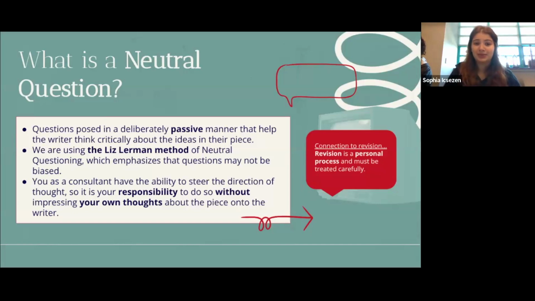In order to successfully use neutral questions, we must remember that as writing consultants, it is our responsibility to help steer the writer through the writing process without forcing our own opinions on them. When we talk about revision in particular, however, we must acknowledge the delicate nature of the relationship between writer and consultant and the ways that our questions can sometimes be taken as an order rather than helpful feedback.